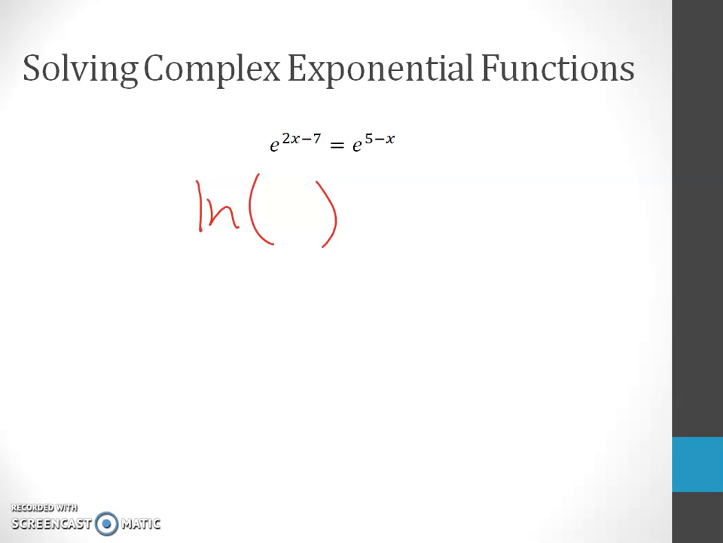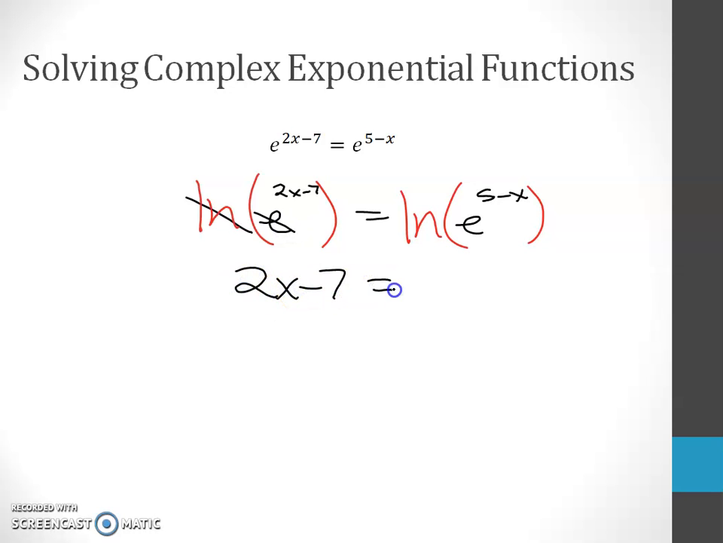So I'm going to hit both of these with a natural log. And that's what's going to allow that to cancel there. And it's going to end up canceling on this side as well. Okay, so ln and e cancel. I've got a 2x minus 7. Again, ln and e cancel. I've got a 5 minus x. Now that's not so hard.